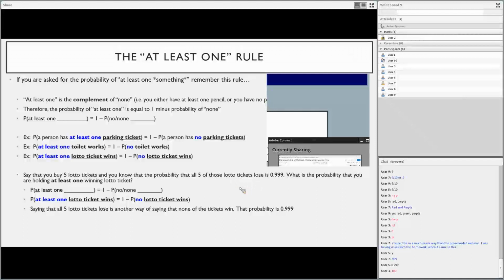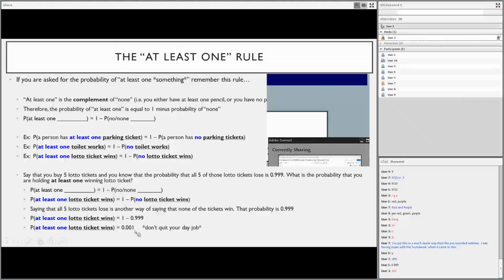Okay, sometimes you do have to sort of translate the phrases a little bit because they might not be stated in precisely the same way in the question and in the formula, but you can intuitively translate one to another to know that they mean the same thing, right? All 5 lotto tickets lose is the same thing as saying none of those 5 win. Okay, anywho, so that probability was 0.999, so all I have to do is take that 0.999 and plug it in right here in the formula and then calculate it, and I'm done. So the probability that at least one of my 5 lottery tickets wins is only 0.001.